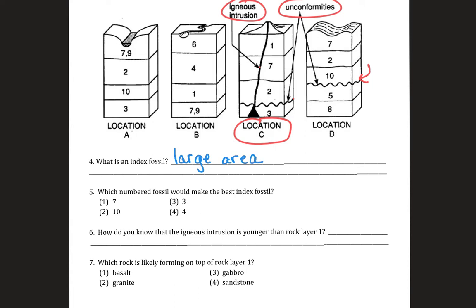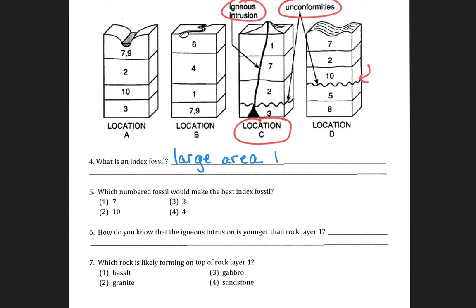So these are fossils or organisms that lived over a really wide area, like in a lot of places, not just in New York City, for example. They lived all across New York State or all across the country, or the best index fossils lived all over the world. So you know that when you find this index fossil, this is a fossil that's going to tell you the age of that rock.